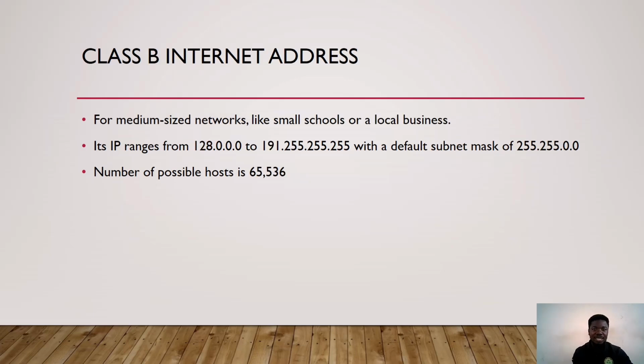Class B internet address is for medium-sized networks like small schools or a local business. Its IP ranges from 128 to 191 with a default subnet mask of 255.255. The number of possible hosts is 65,536.